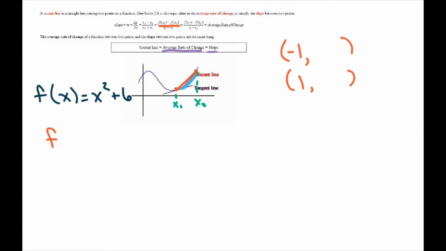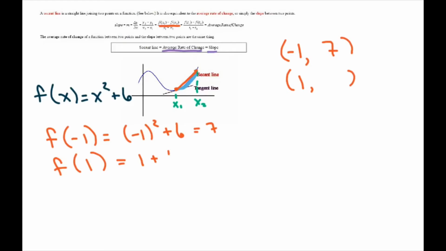We're going to do this part up here. So we're going to evaluate f of -1. That's going to be (-1) squared plus 6, and that equals 7. And if you evaluate f of 1, you get 1 plus 6, which is 7.